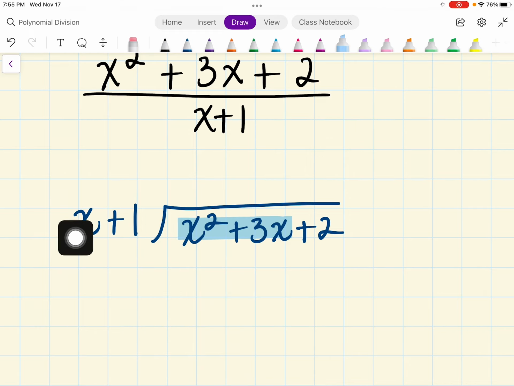So starting off with x plus 1, x times what number is going to give us x squared? In this case, that would be x. X times x is going to give us x squared. So let's go ahead and multiply these out. X times x, we get x squared. And then x times a 1 is a positive x.